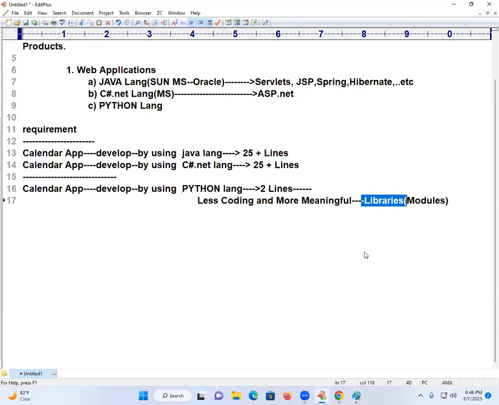In my Python class, the moment I come on the dais, every application will be developed with what? Apps. Because we are from a real-time background, as I told you my background yesterday. So now, a calendar application I can develop by writing 2 lines in which language? How is it possible? I want to show you within 2 minutes.